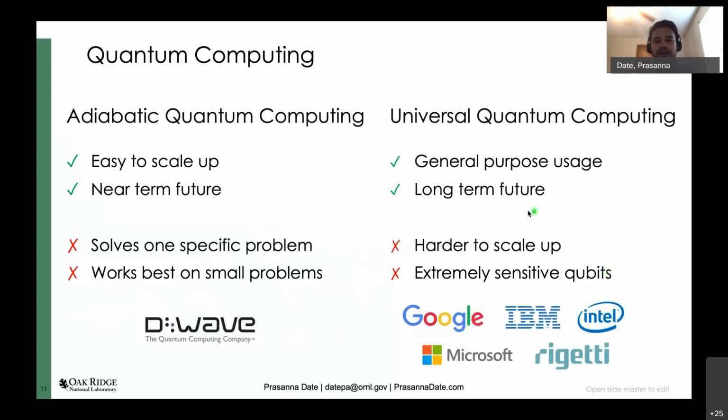And coming to the universal side, these machines are general purpose. Universal quantum computers are a superset of adiabatic quantum computers. We really want to have universal quantum computers in the future. However, at this point in time, these machines are harder to scale up, and the qubits and the interqubit connections within these universal quantum computers are extremely sensitive. Google, IBM, Intel, and Microsoft are some of the companies that are building their own universal quantum computers.